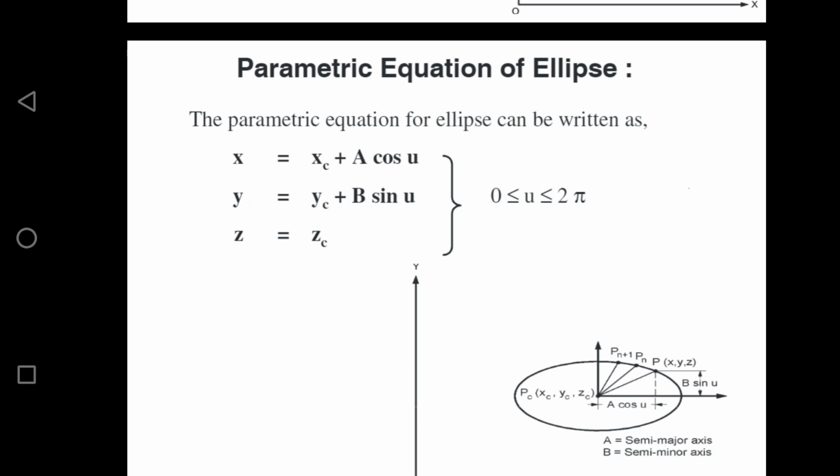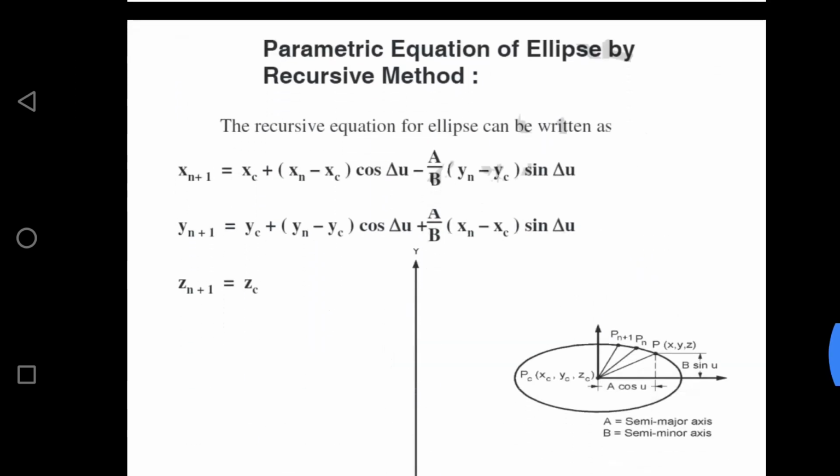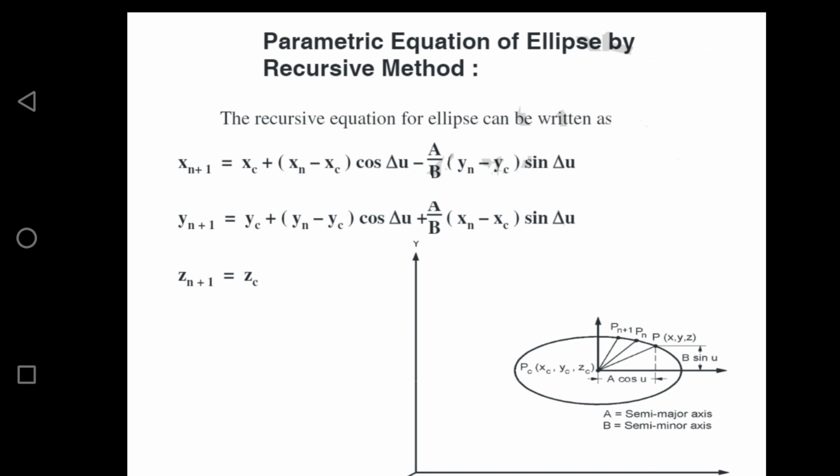Parametric equation of the ellipse by the recursive method. It is as similar to the circle, where we have the equation xn plus 1 equal to xc plus (xn minus xc) cos delta u minus a divided by b into (yn minus yc) into sin delta u. So what is delta u here? It is the change in the angular parameter between Pn and Pn plus 1. If it is already tilted with an angle of 30 degrees, and I wanted to find out the next successor point on the ellipse, my delta u will be 30 degrees.